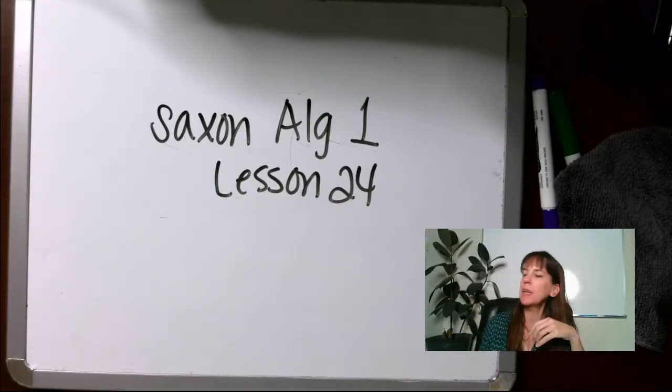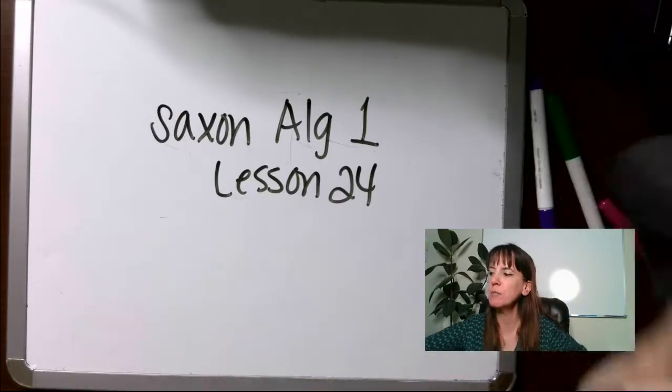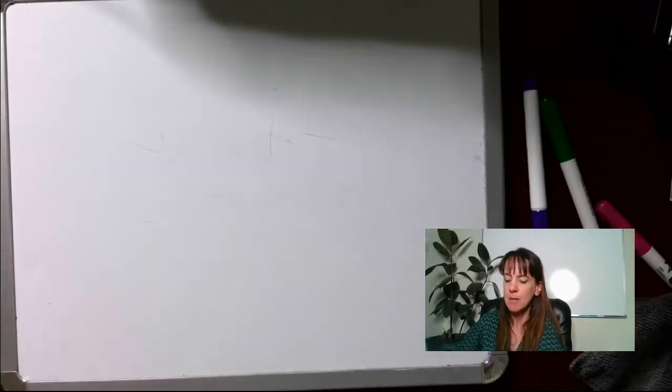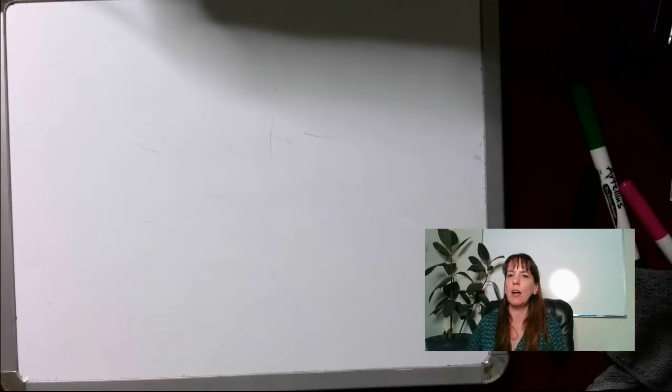We are going to talk about multiplication and division today. If you just watched lesson 23, it's the same idea, but with multiplication and division, so it shouldn't be too difficult to get. All right, so for those of you following along at home, Saxon Algebra 1, 3rd edition. We are talking, like I said, lesson 24, so we're going to get right into some examples.